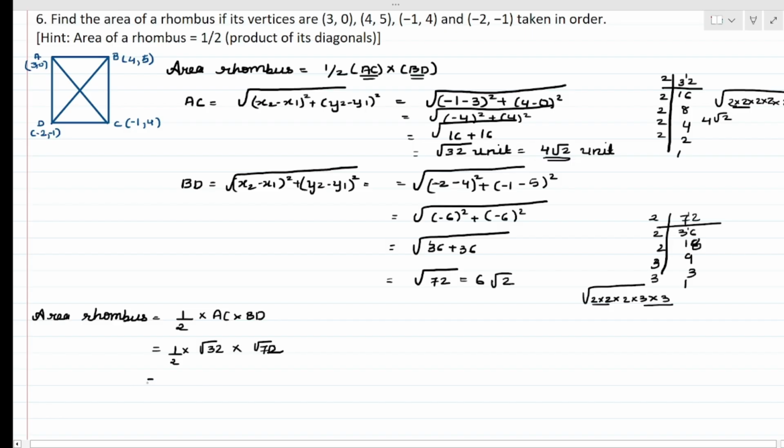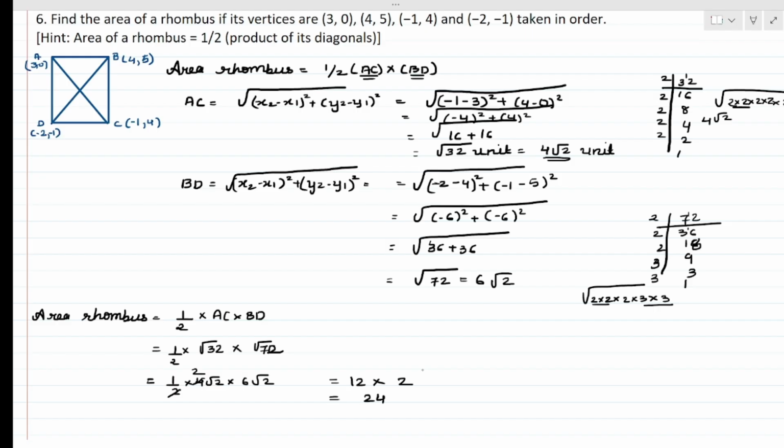So for the substitution, you will write half multiplied by 4 under root 2 multiplied by 6 under root 2. Now 2 times 2 is 4, and 2 6s are 12, multiplied by root 2 into root 2, which gives you 2. That means 12 times 2 is 24. So your answer will be 24 units, or 24 centimeter square. Whatever the unit is, just apply it. So the area of the rhombus is 24 units.